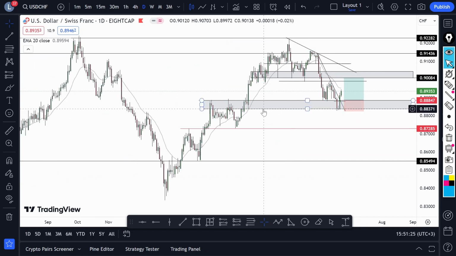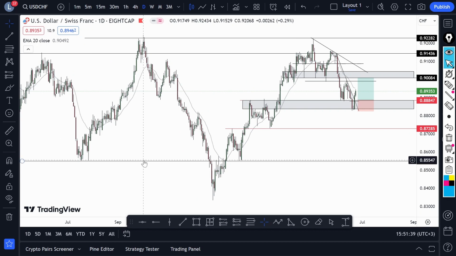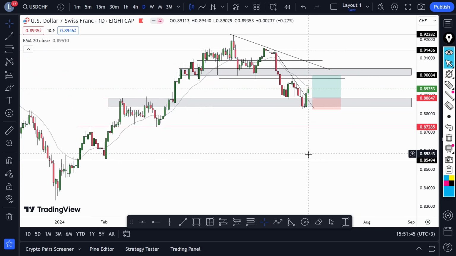But if we do close below this level around 88.37, then I'll be bearish and I'll target the next key area on my chart that you see, which is 87.27. Because I'm a swing trader, then ideally I can also take a second trade and let it go to the next key support zone around 85.50, as we saw from the weekly chart.